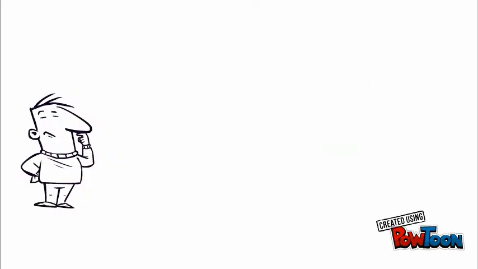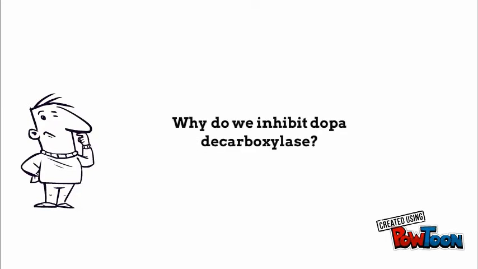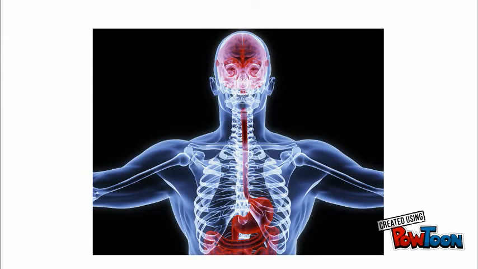At this point, you might be asking, but DDC is what helps provide dopamine, so why do we have to inhibit Dopa decarboxylase? The answer is, there is Dopa decarboxylase in the bloodstream as well as in the brain. The goal is to get L-Dopa across the blood-brain barrier into the brain, where the Dopa decarboxylase in the brain will convert it into the active neurotransmitter.